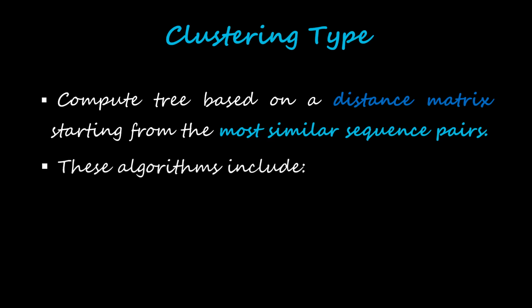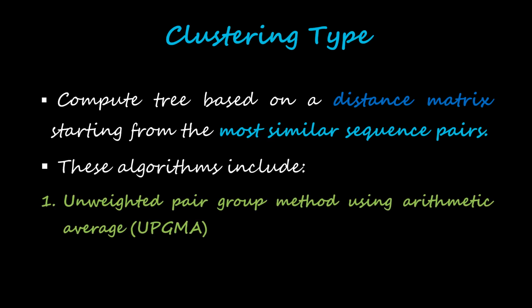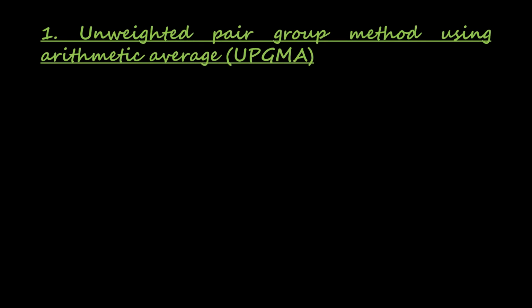The algorithms of the clustering type method include one, the unweighted pair group method using arithmetic average, that is the UPGMA method, and the other one is the neighbor joining method. So distance-based can be of two types, clustering and optimality. Clustering uses two algorithms, UPGMA or neighbor joining. So let's talk about UPGMA first.